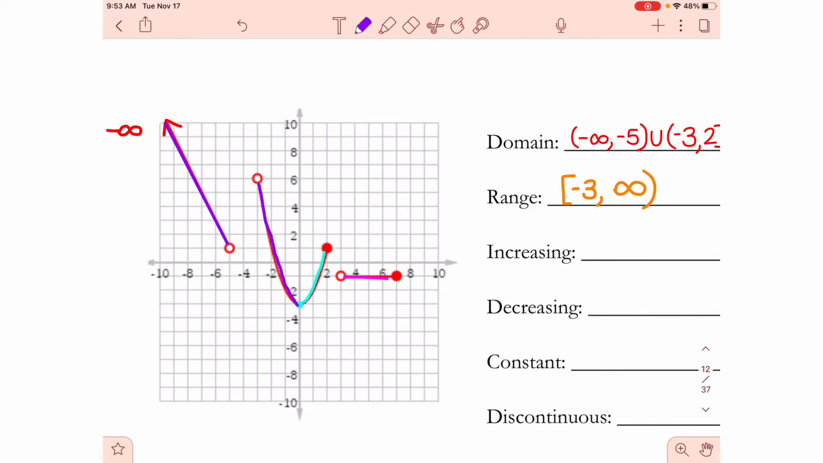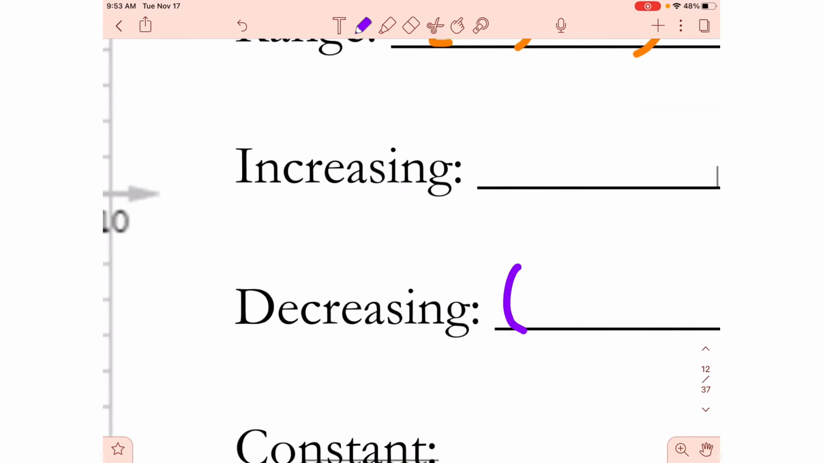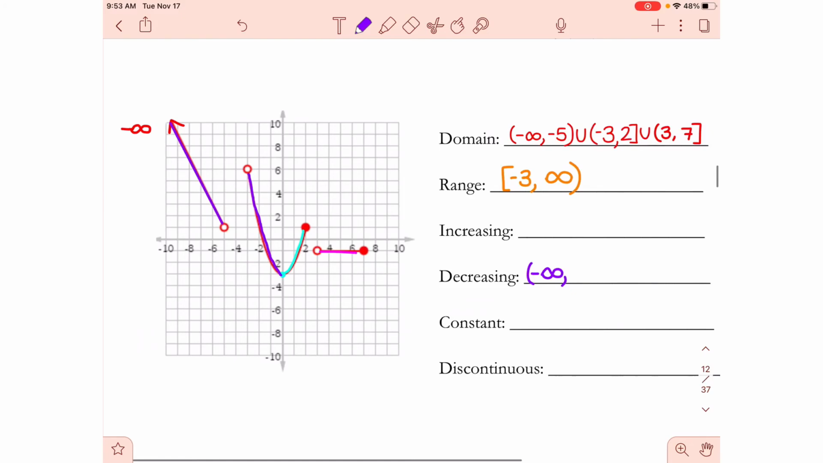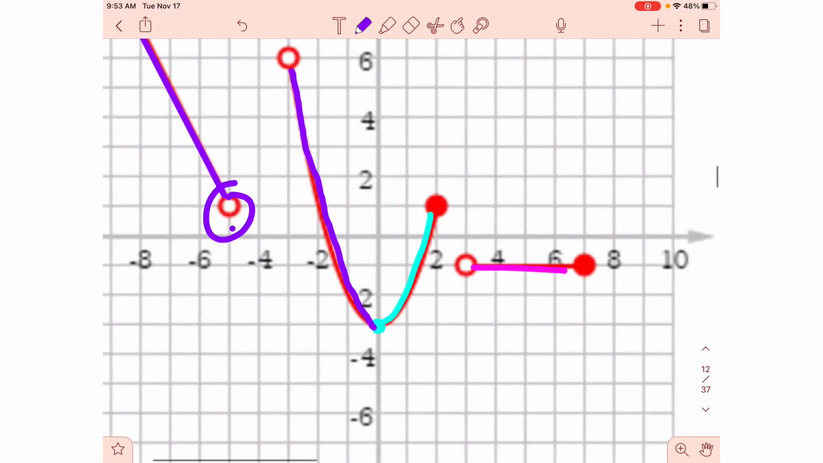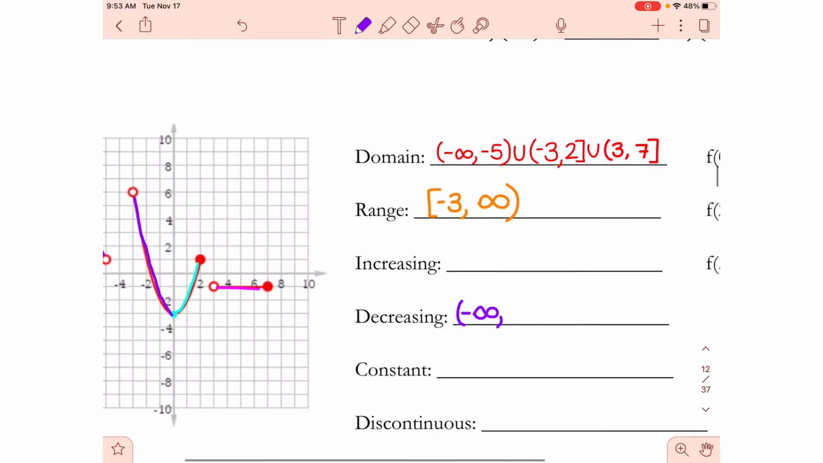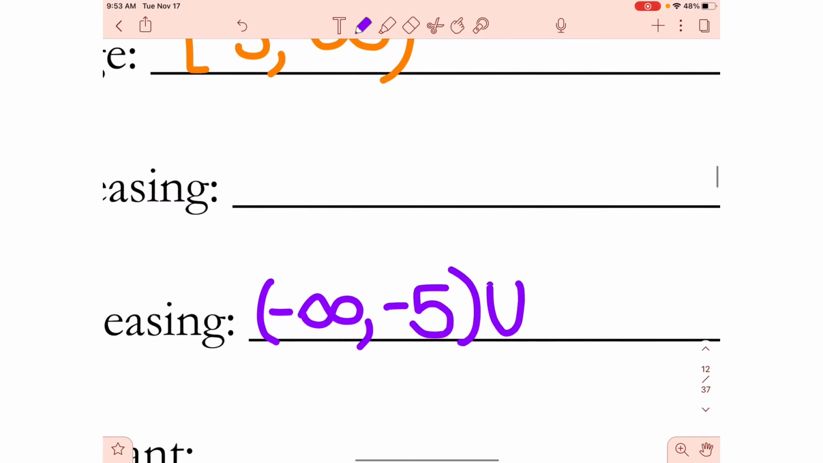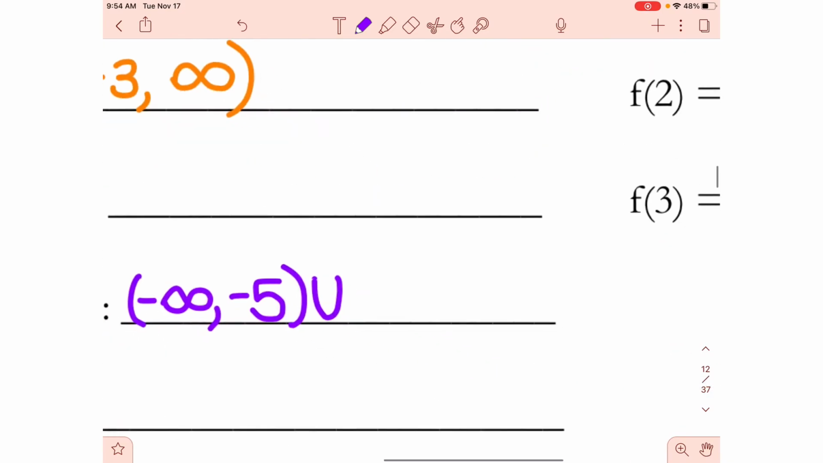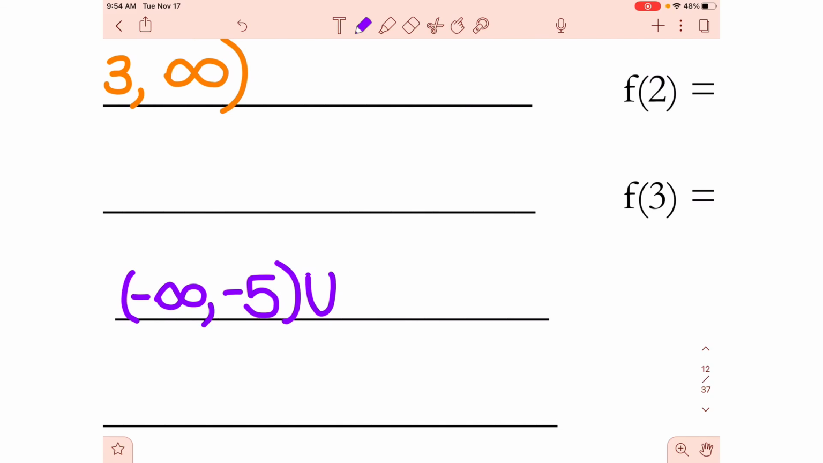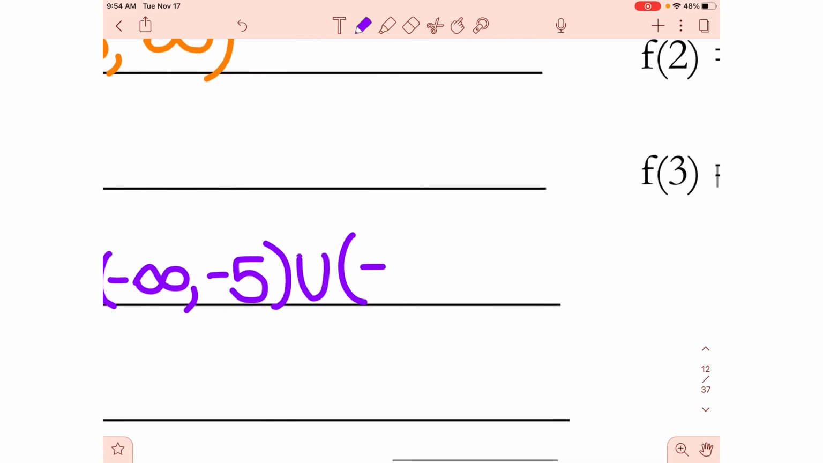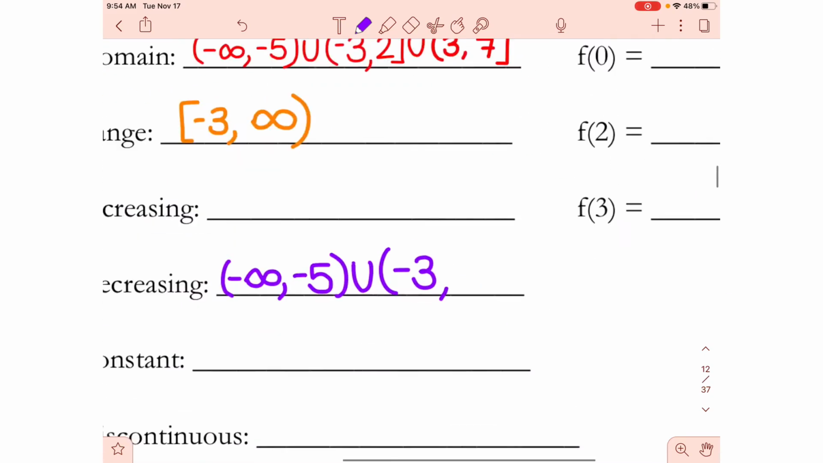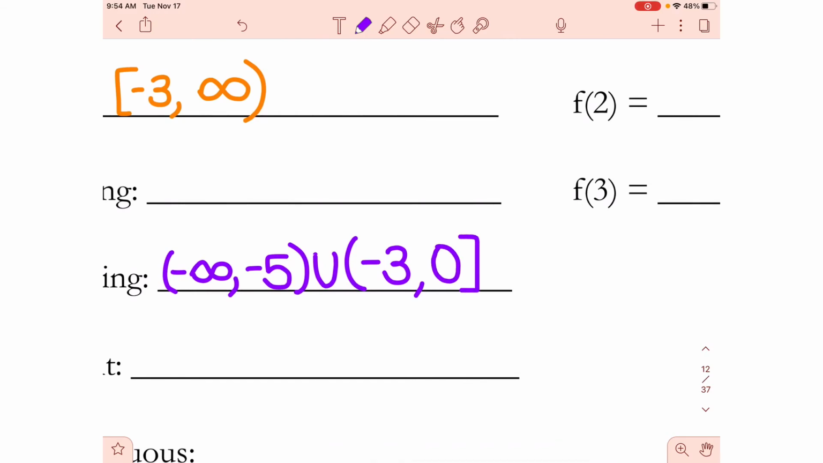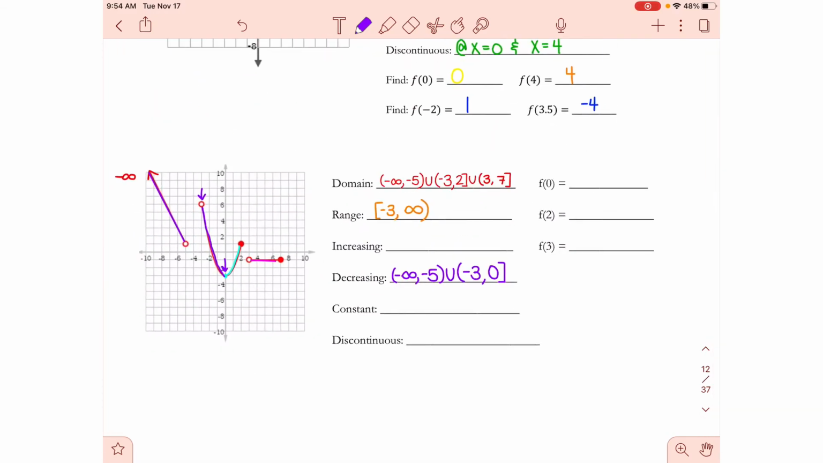So the purple areas are where we are decreasing, and we want to use our x values and interval notation. So left arrow is negative infinity. We are decreasing from negative infinity up until here, which is -5. And there's a second chunk. We are also decreasing from x equals -3 to x equals 0. We could do a parenthesis. Again, it doesn't matter for parentheses and brackets. I'm just going to do open circles get parentheses, closed circles get brackets, just to stay consistent.